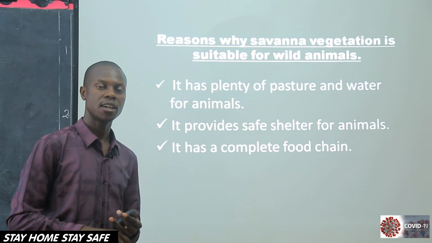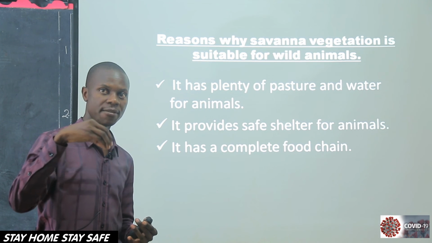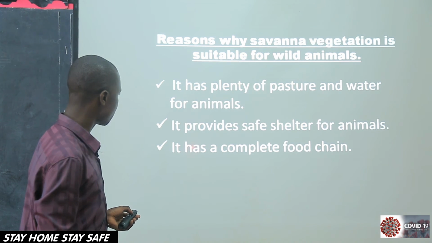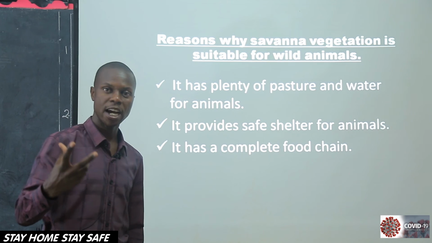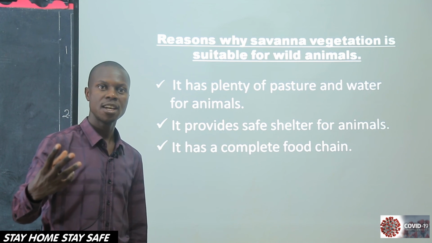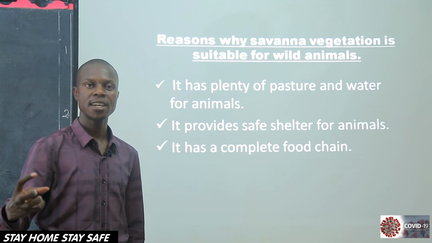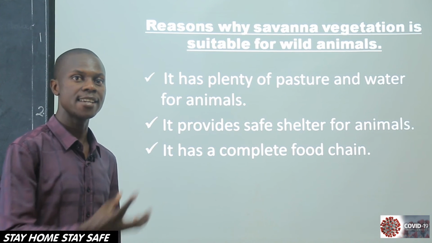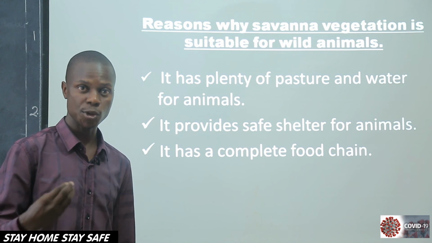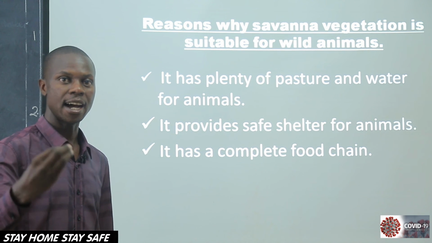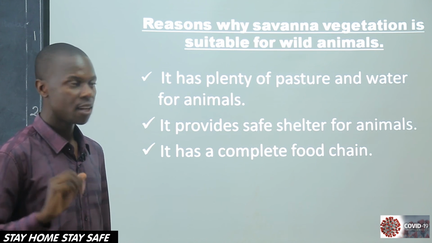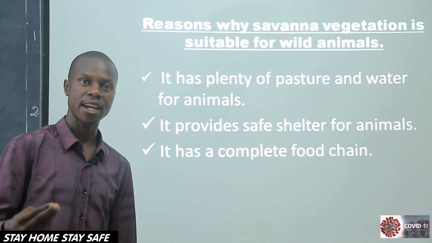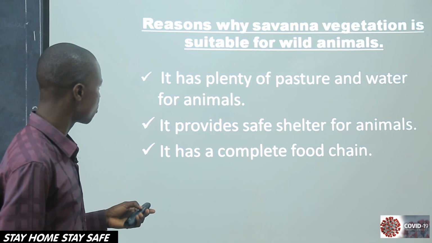Then, savanna vegetation provides safe shelter for animals. Most animals live in the bush. These wild animals live in the bush, so that tall grass can easily provide a home for them. Then, lastly, savanna vegetation has a complete food chain. We have those wild animals that feed on pasture, and we have those that feed on flesh. Being that in the savanna region there is a variety of these animals, it becomes easy for each animal to get what it can feed on. Those that feed on flesh can easily get small animals that can provide them with flesh. Those that feed on pasture can easily access their feeds from the tall grass. Is that okay? So when you are asked by maybe your grandfather, or another person, why most game parks are located in the savanna region, you can give any of the reasons we have here.